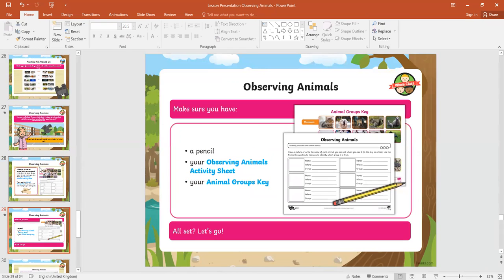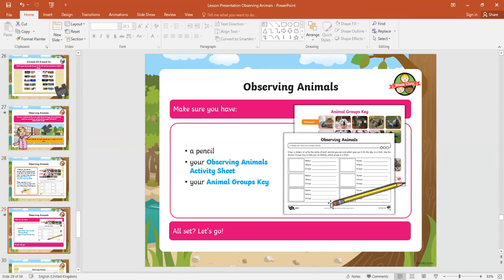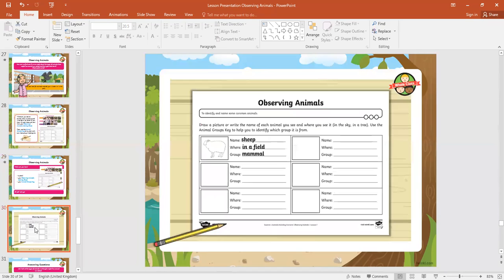Your task for today is to record any animals that you might see. You will need a pencil, your home learning book, where you can copy the observing animals activity set, and your animal groups key. You can use this PowerPoint to help you. So here's an example. Now you can pause your video and pick up your home learning book and start looking at animals outside of the window. Can you name it? Can you say where you can see it? And can you identify which group it belongs to?